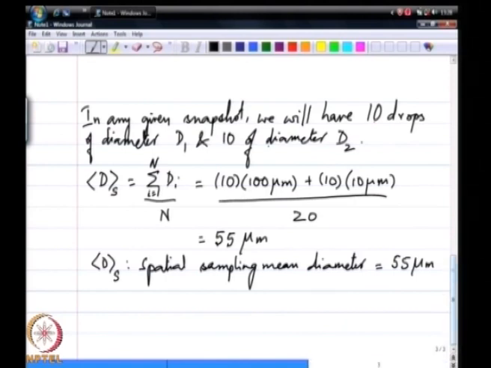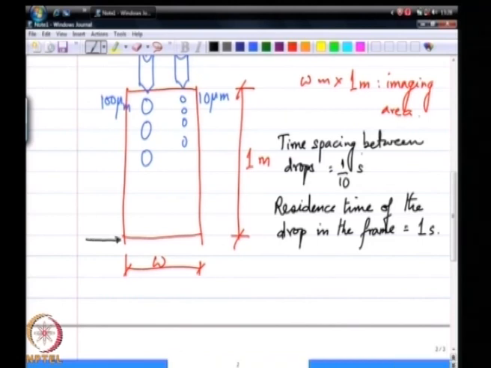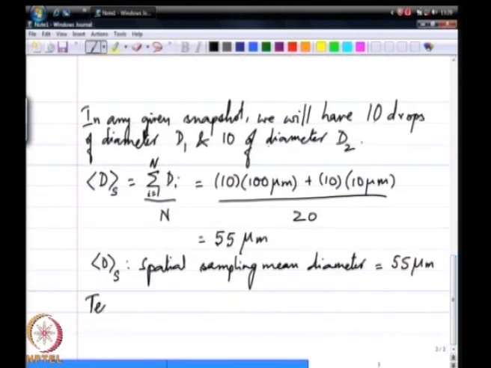So, the whole idea of temporal sampling is that I am going to remain at some cross section here, let us say. Okay. This is my sampling position, and I am going to accrue statistics of drops passing through this point. I will call this cross section AA. Okay. I am going to measure. So, the next thing we will talk about is temporal sampling.